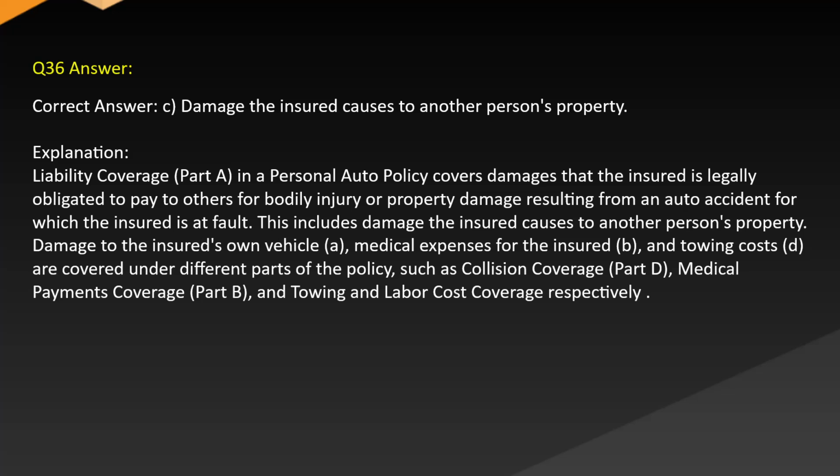Explanation: Liability coverage, Part A, in a personal auto policy covers damages that the insured is legally obligated to pay to others for bodily injury or property damage resulting from an auto accident for which the insured is at fault. This includes damage the insured causes to another person's property. Damage to the insured's own vehicle (A), medical expenses for the insured (B), and towing costs (D) are covered under different parts of the policy, such as collision coverage, Part D, medical payments coverage, Part B, and towing and labor cost coverage, respectively.